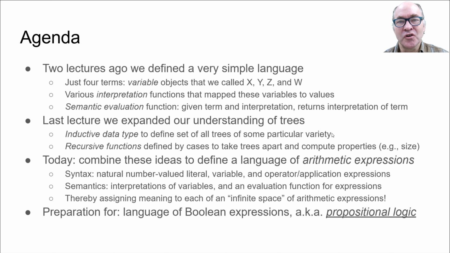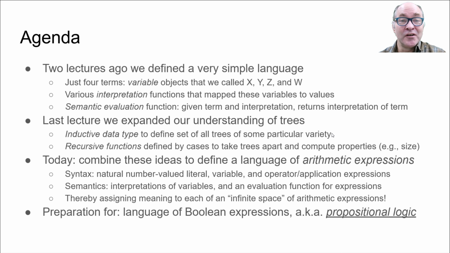So two lectures ago, we defined a very simple language, an extremely simple language. It had just four terms, four expressions, if you want to think of them as expressions, these variable objects. They were objects X, Y, Z, and W, we named them, of a type we called variable or var, I forget what the details were. And we defined various interpretation functions that took values of this syntactic type, this variable type. In other words, a function that could take either X or Y or Z or W as an argument, and that would return a corresponding value for that object.